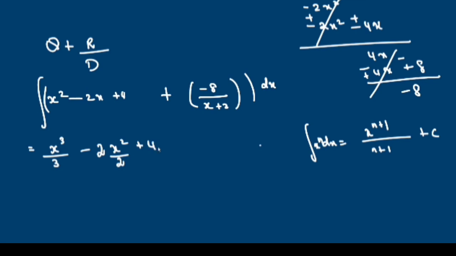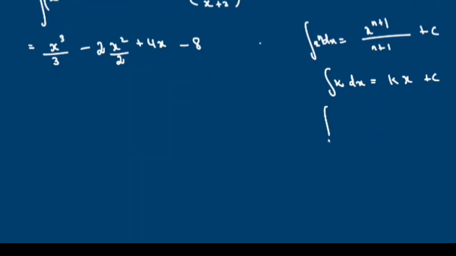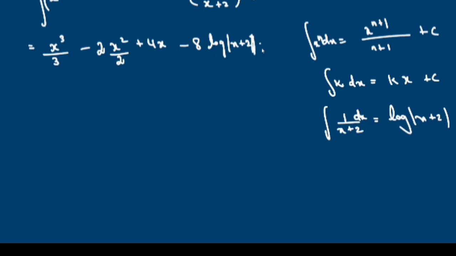Whenever there is a constant, you have to put that x. 4x, integration of a constant k is kx, sorry, 4x. Minus 8 is a constant, 1 by x plus 2. Integration of 1 by x plus 2 is log. So this will become log x plus 2. So just write that here, minus 8 log x plus 2 plus c. Put the modulus sign. So you can cancel this 2 and 2. So you get x cube by 3 minus x square plus 4x minus 8 log x plus 2.